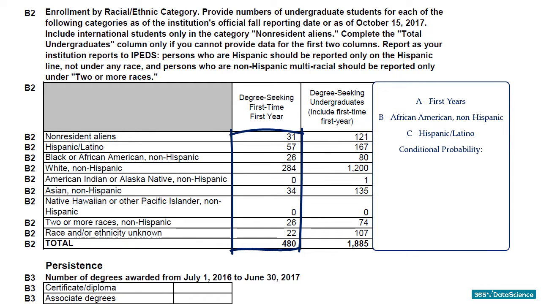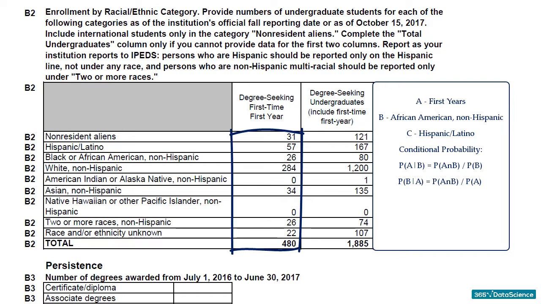Recall that the conditional probability formula states that the likelihood of an event occurring, given another event has already occurred, equals the likelihood of the intersection over the likelihood of the second event. A more precise example would be the following. The likelihood of being Black, given you are a freshman, equals the probability of being a Black freshman over the likelihood of being a freshman.